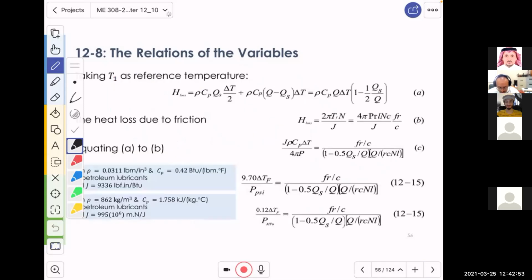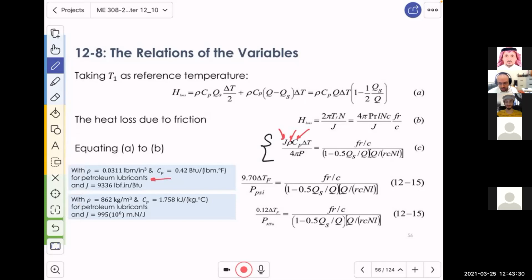Now, what happened is this. I'm not going to go over the derivation for this. What you should understand is that when we arrive to this equation by deriving the whole relation between the heat and the flow, we came up with this equation. And in this equation, we have the variable J, the variable rho, and the variable CP. All of these are the same for petroleum lubricant.